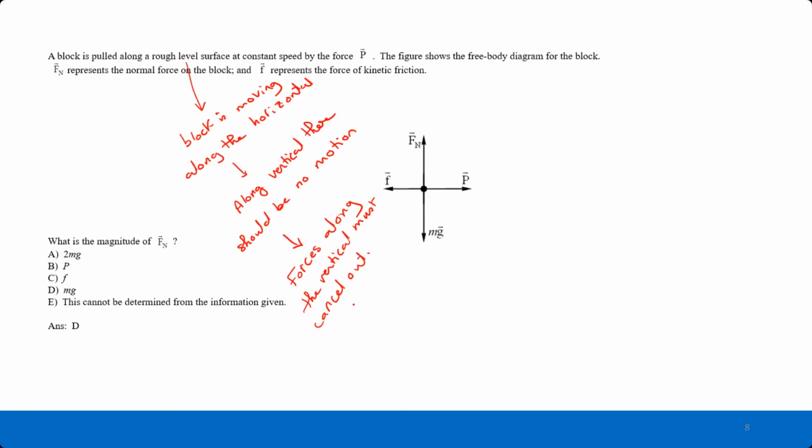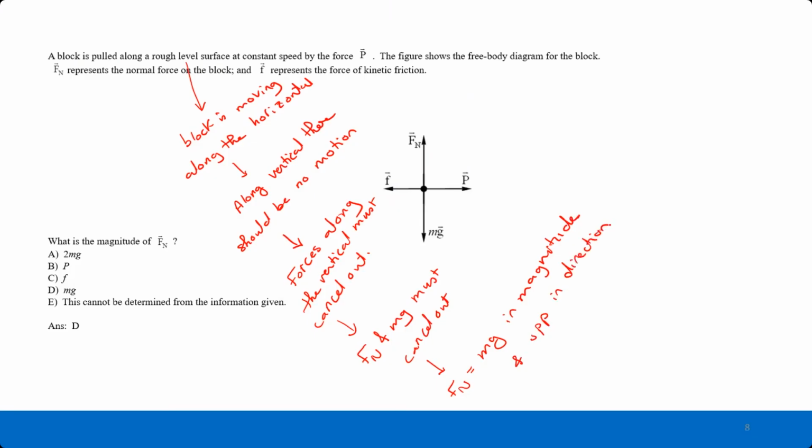So if the forces along the vertical cancel out, this means Fn and mg, these are the ones I have along the vertical direction. These must cancel out, which means they should be equal to each other in terms of length, and they should be opposite in direction to cancel out. So if I'm interested in the magnitude of Fn, this should be equal to mg. This is answer D.